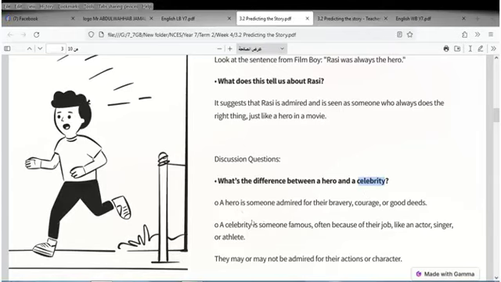A celebrity is someone who is famous, yes, everybody knows him, because of his job, like an actor, a singer, an athlete. He is very well known. But it might not mean that he is good. He is not brave, he might not be courageous, maybe he has bad deeds. So they may or may not be admired for their actions or characters. They might be popular, but they are not lovable. Famous, but nobody likes them.